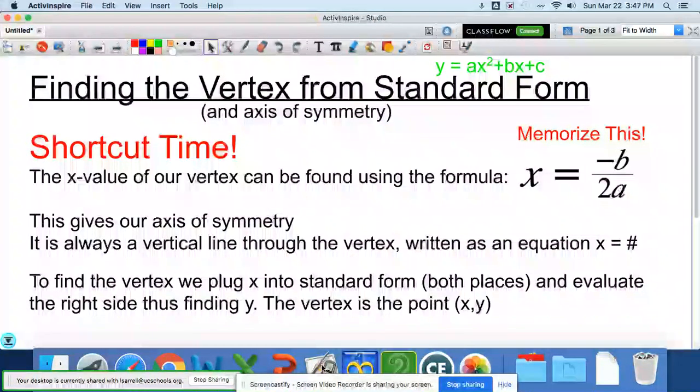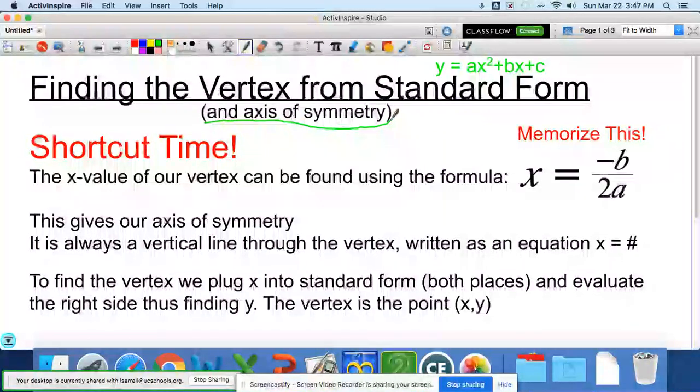And along the way, we're going to also find the axis of symmetry. Okay? Remember, parabolas are always symmetric, so we're going to find that line that they're symmetric about. So, shortcut. The x value of the vertex can be found using the formula x equals negative b over 2a.